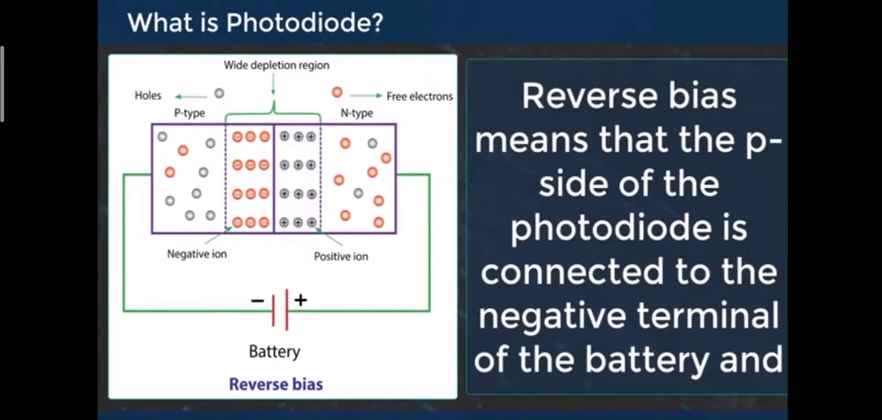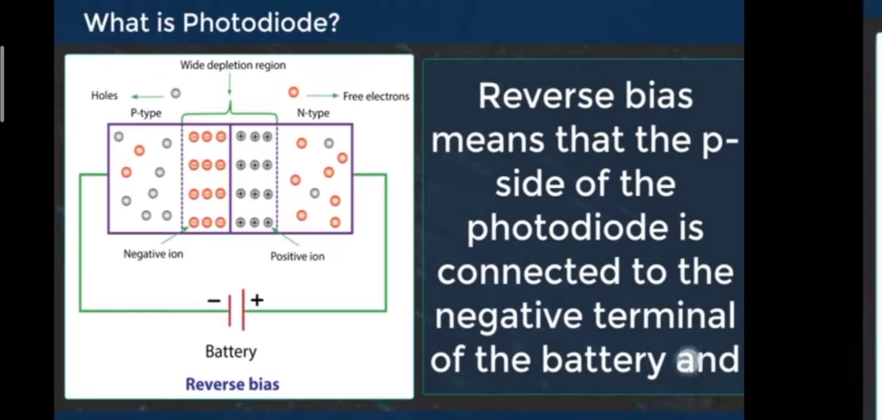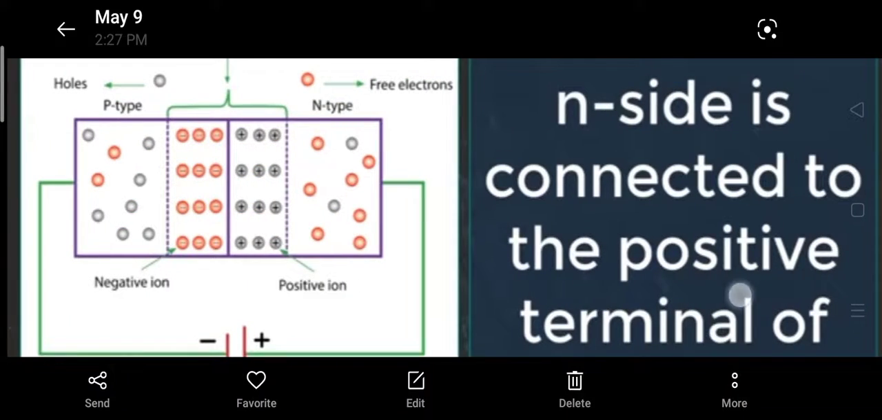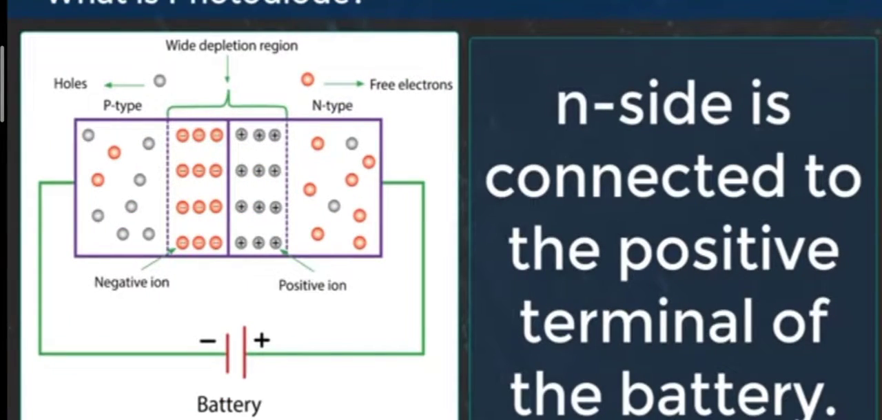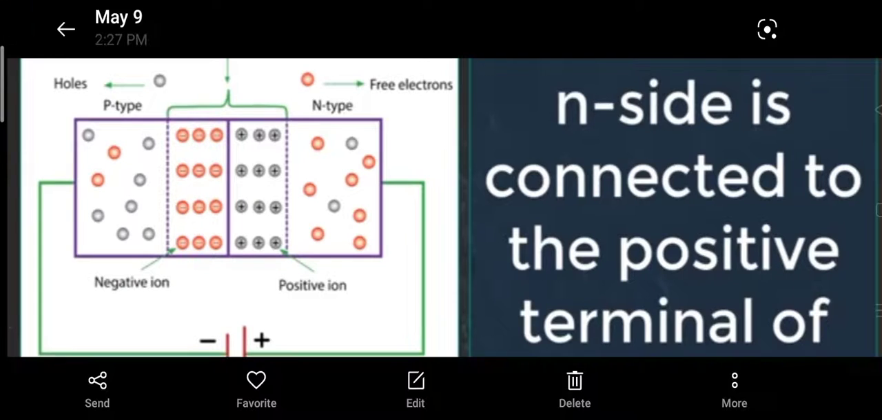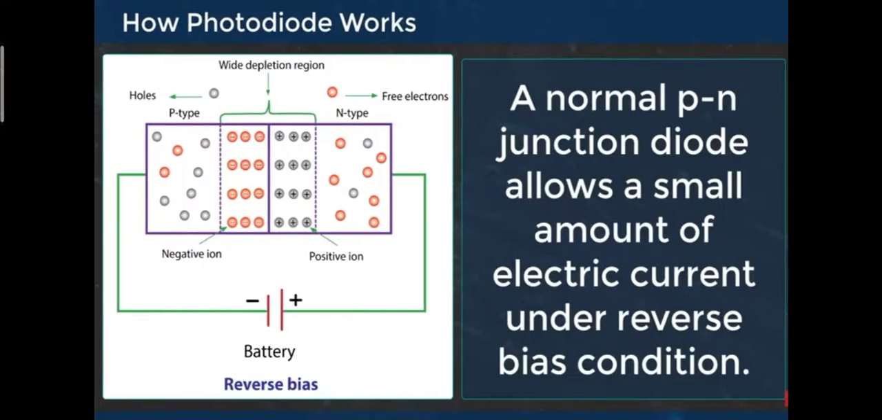As I discussed, reverse bias means the p-type side of the photodiode is connected to the negative terminal of the battery, and the n side is connected to the positive terminal of the battery. How it works: a normal p-n junction diode allows a small amount of current under the reverse bias condition.